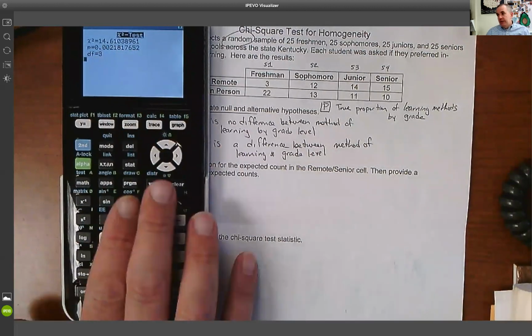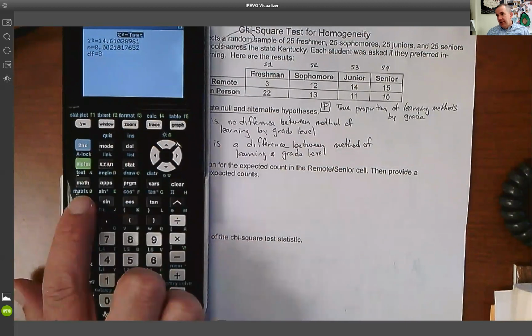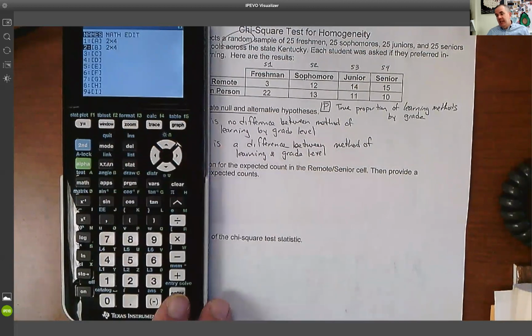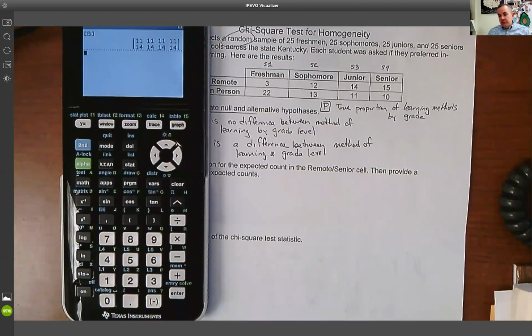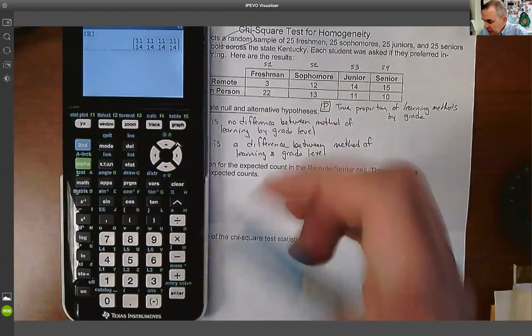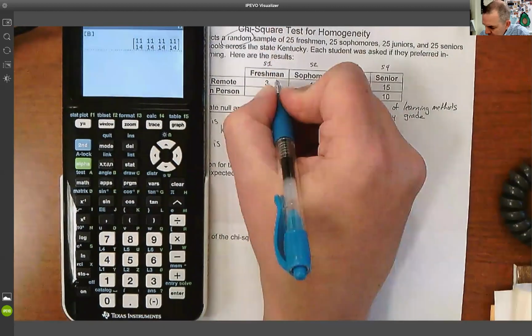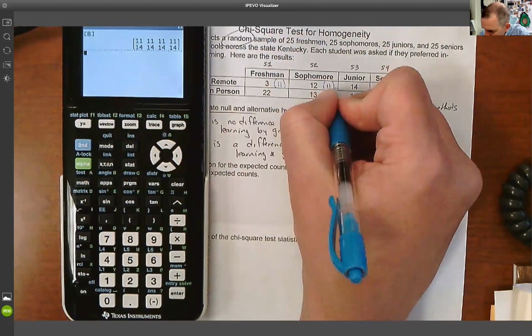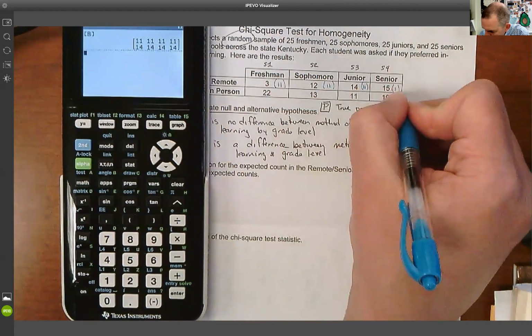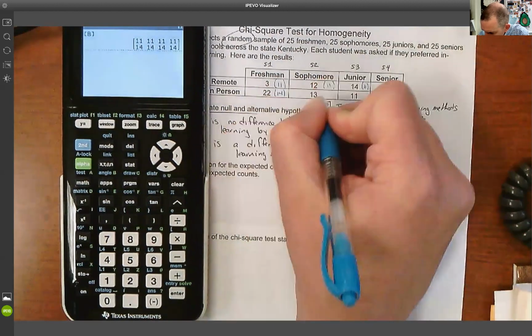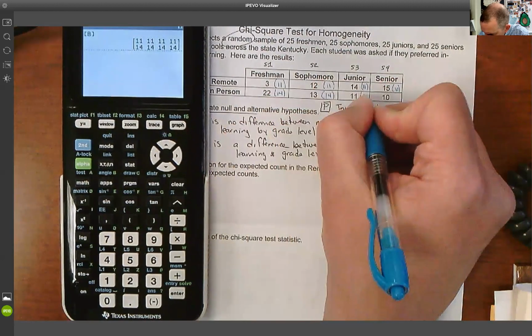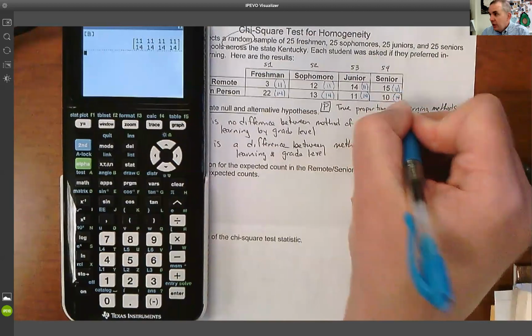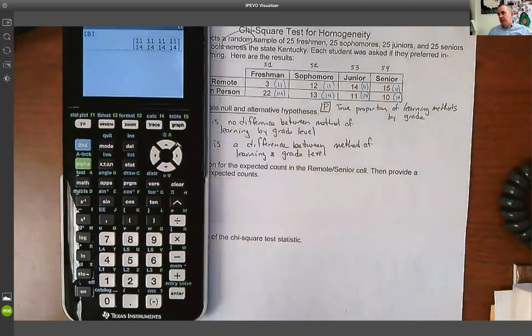So what I'm going to do now is go back to matrix. So second, x to the -1. And what's really nice is it created an expected matrix for me. So I'm going to hit enter here, and it's going to show me the expected matrix. This is what I would expect. So in this case, if everything was equal, this would be 11, this would be 11, this would be 11, this would be 11, 14, 14, 14, 14. Okay, so now I have my 11s and my 14s. Those are all my expecteds.